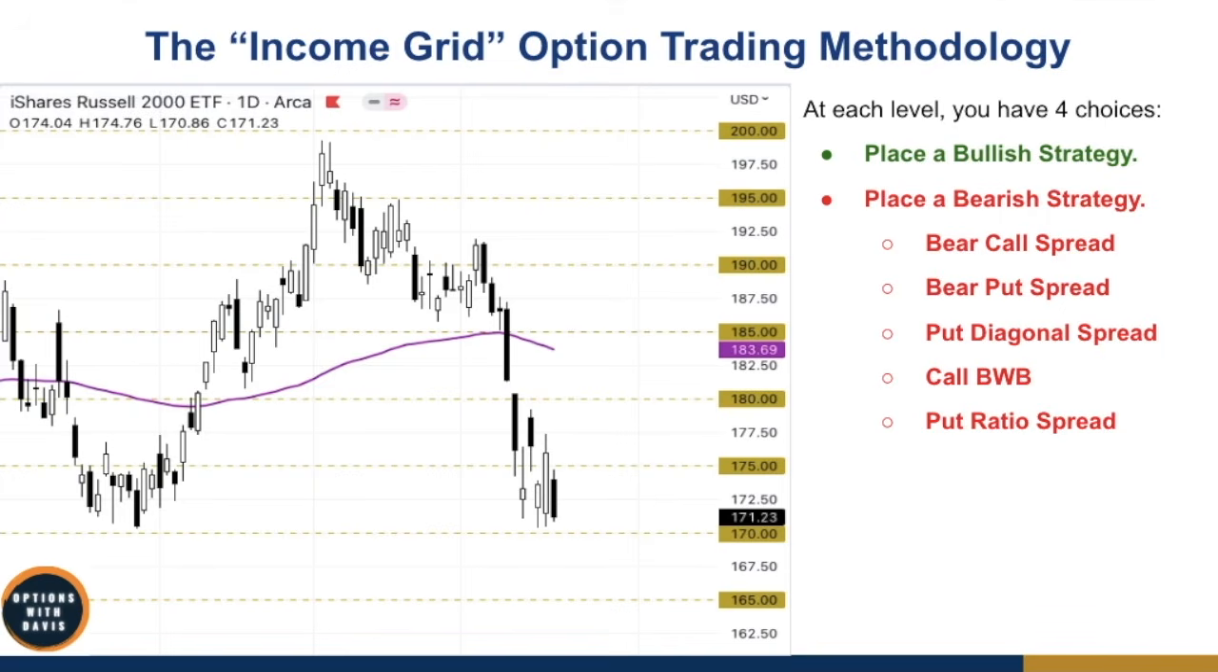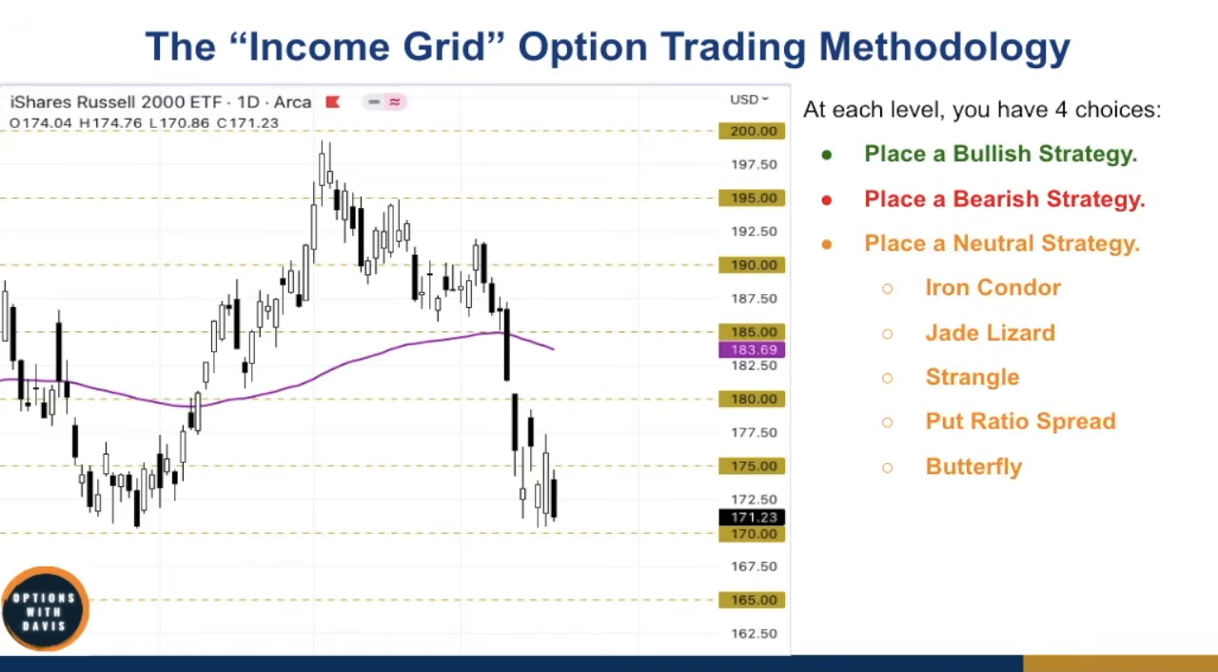Now, the next choice is that you could place a bearish strategy. So you might think that, oh, it is coming here, it looks like it's consolidating, and it looks like it might push further down. In this case, you might want to place a bearish strategy instead of a bullish strategy. So you can place either a bear call spread, a bear put spread, a put diagonal spread, a call broken wing butterfly, or a put ratio spread as well. As you can see, there are many different strategies that you can choose to place when it comes to one of these levels.